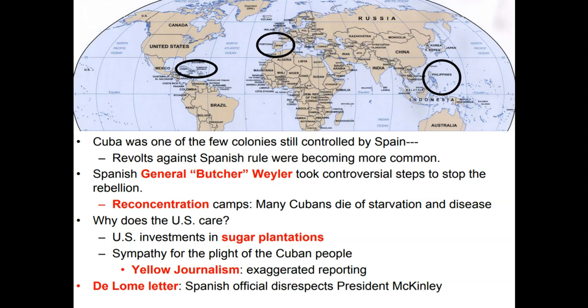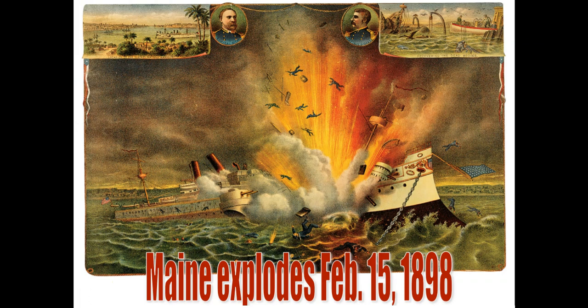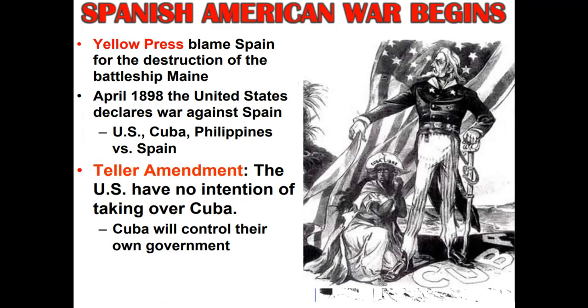Now, this actually got worse by the De Lome letter, in which a Spanish official disrespected President McKinley and angered more Americans. The main explosion, February 15th, 1898, was basically the last straw. And the worst thing is that Spain was actually blamed for this explosion in which many American military personnel died. Later on, we find out that Spain had nothing to do with it.